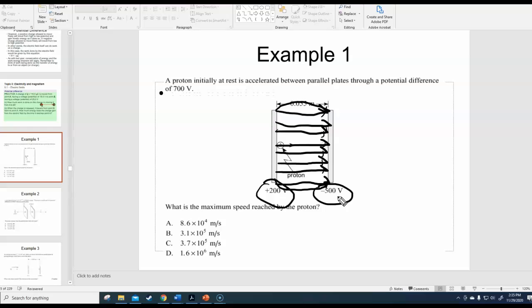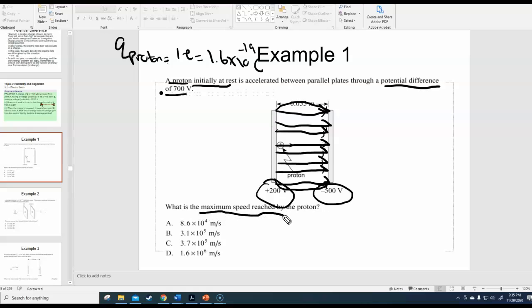Okay, now it says the proton. Right away when you see that, you should think, okay, I know the charge of the proton. The charge of a proton is 1e, that is 1 times 1.6 times 10 to the negative 19 coulomb. That's the elementary charge. And it says initially at rest, is accelerated between parallel plates through a potential difference of 700 volts. Now, where does the 700 come from? Well, going from 200 to negative 500, that's a potential difference of 700 volts, right? What is the maximum speed reached by the proton?